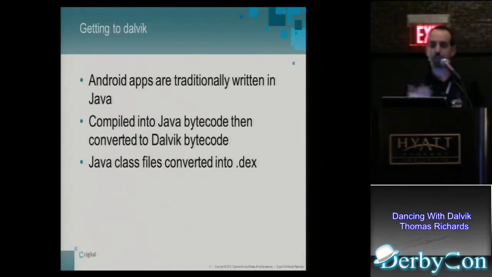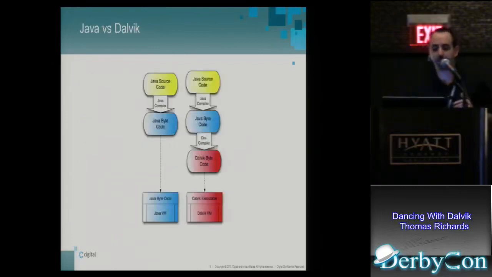Alright, so how do we get to Dalvik, right? Android apps are traditionally written in Java. They can be written in C, C++ as well. After you write the Java app, the compiler will take the Java code, compile it into Java bytecode, and then convert it into the Dalvik bytecode before it's packaged into the APK. And these are stored as .dex inside of an APK file.